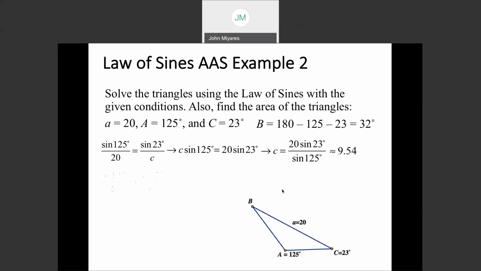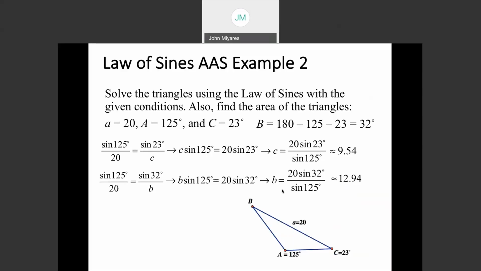For side B, we'll take the same approach. We have the sine of 125 over 20 equals the sine of 32 over B. We want to cross multiply, and then we want to divide out the sine of 125. We can punch that into our calculators, and we will get a length of 12.94 for side B. Again, the biggest side length, A equals 20, comes from being across from the biggest angle. The smallest side length, C equals 9.54, is across from the smallest angle.